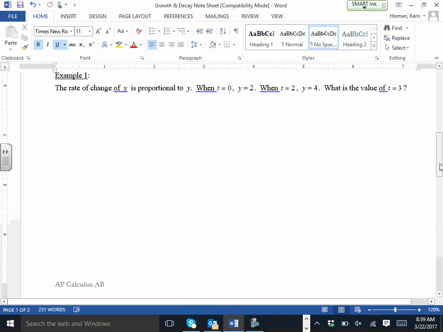The rate of change of y is proportional to y. That is just another way of saying that dy/dt equals ky. All right? When t is 0, y is 2. When t is 2, y is 4. What's the value at t equals 3? So, first of all, the rate of change of y is proportional to y. That means dy/dt equals some constant times y. And we know every time we solve this differential equation, we get y equals some constant C e to the kt.